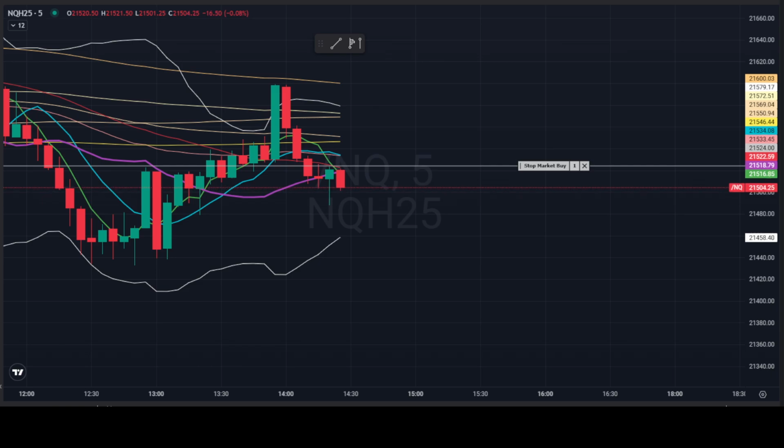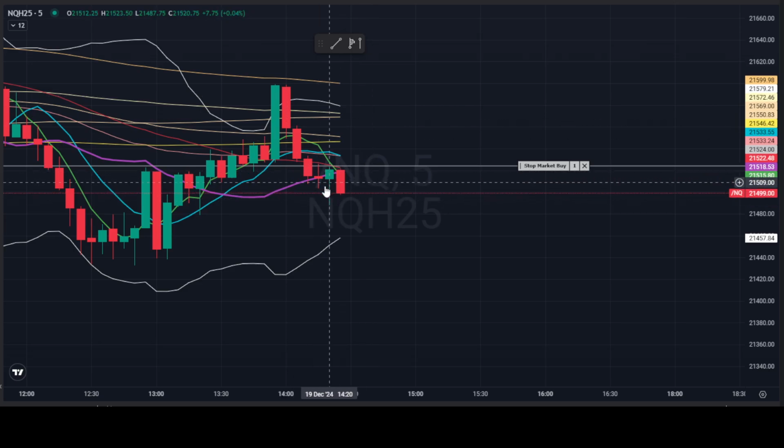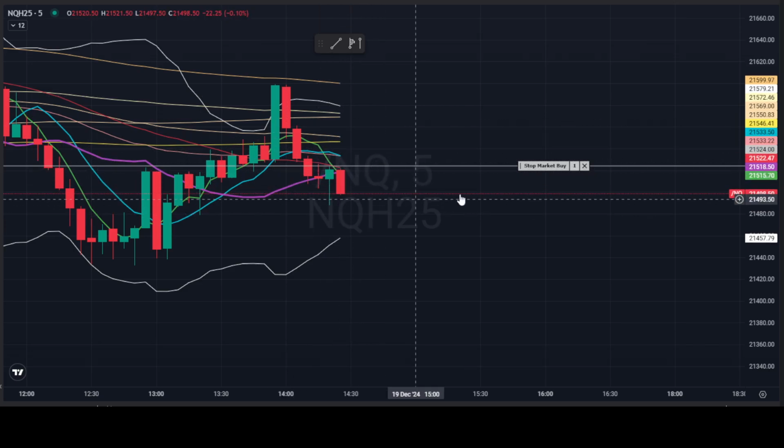I'm not really liking how weak it is. Just looks like more of a rejection. A better idea was to probably allow that to get slammed at the 50 and then take it short.